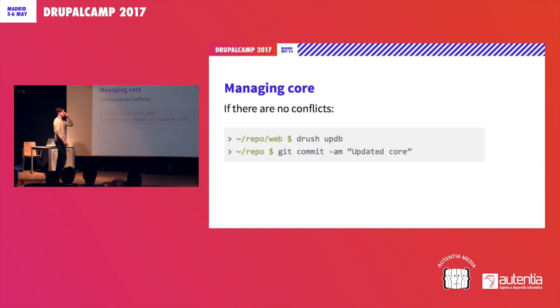So let's say that there are no conflicts. Everything's fine. We run Drush update database. We test the site locally, and we are good to go. So we commit the change to the repo.